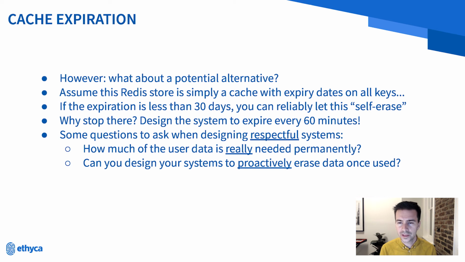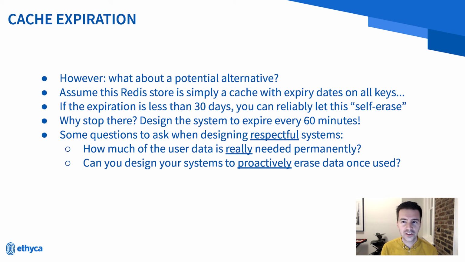If we assume this Redis store is acting as a cache for session values, and we use expiry dates for every key, that means as long as that expiry time is fast enough, we can simply let this Redis cache erase itself. Again, as long as that happens within that 30-day window, we're fine. Now, 30 days is actually an incredibly long time to wait to expire a cache. So why not just do this every 60 minutes?